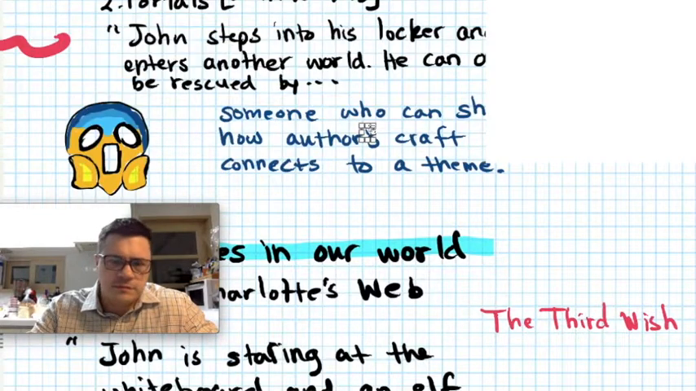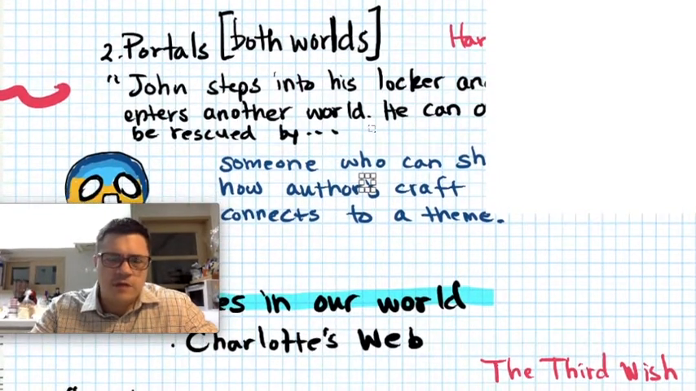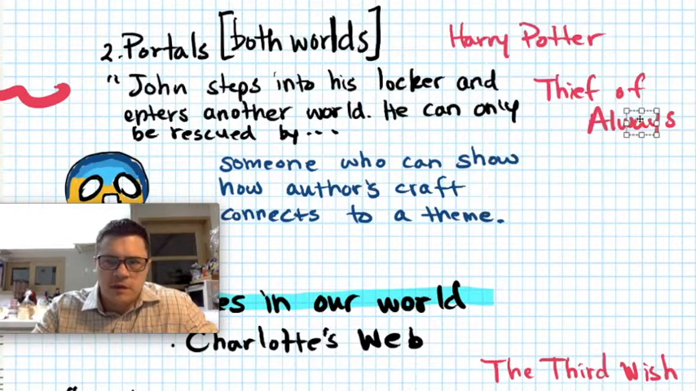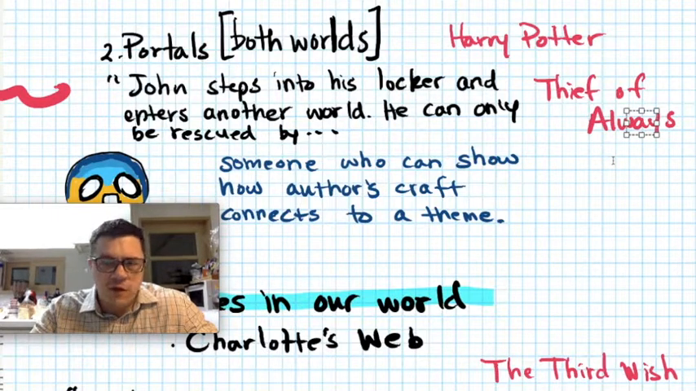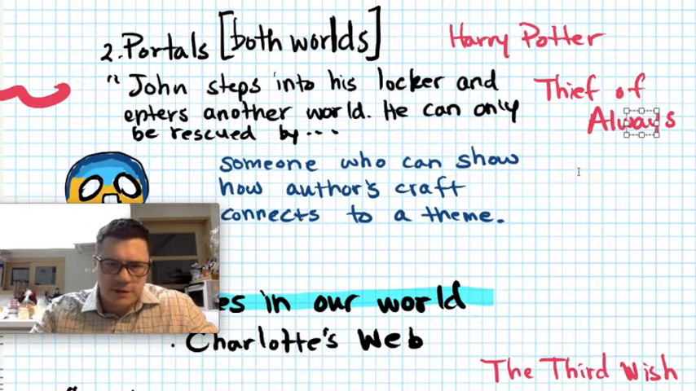Another one is one that includes both worlds. Okay, and we see this often. We've seen it in our unit. And it involves a portal that connects the 2 worlds. We see this in Harry Potter. We see this in The Thief of Always. In The Thief of Always, it's the mist, the wall of mist that surrounds the holiday house. In Harry Potter, it's Hogwarts, and he crosses a threshold to get to that world.